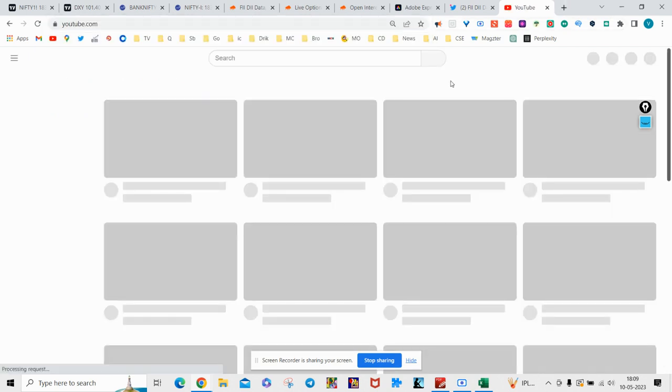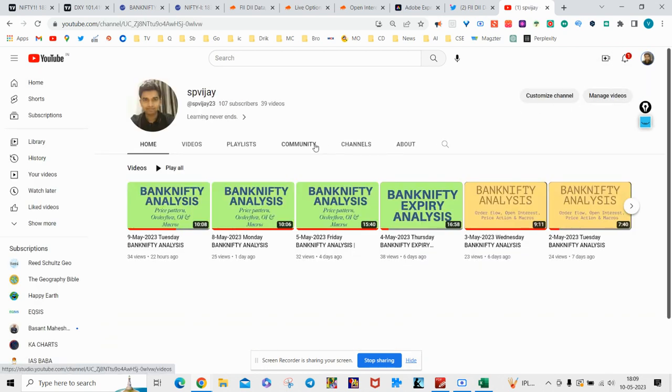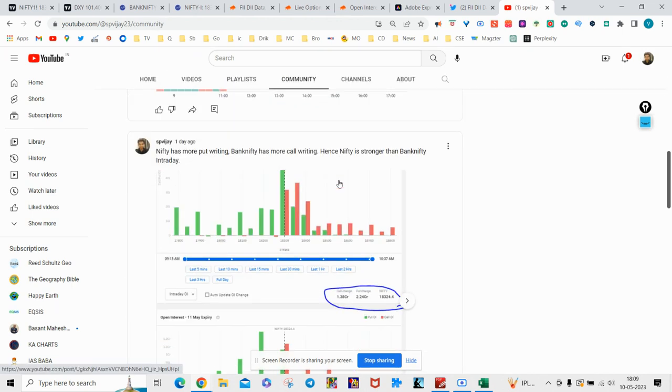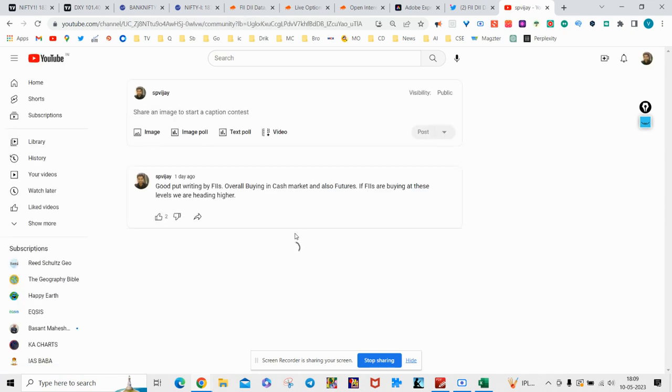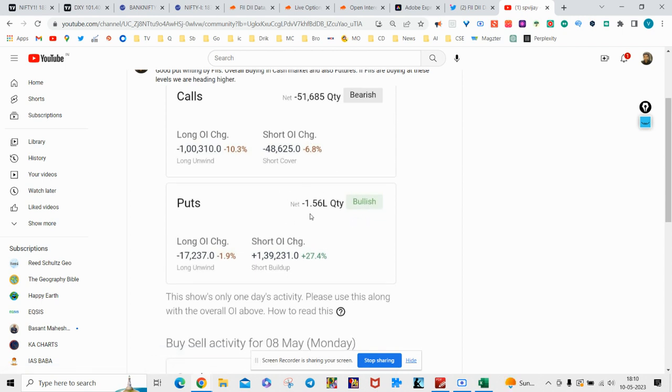Let me show this. On Monday evening, I had posted the FII data in the community tab, right? So you can see the FII data here, and also see this good put rating by FIIs. This was the data on Monday. They have way more put writing than the calls which they are holding. Of course, they had shorted calls also, but look at the net effect. When you look at the net effect, way more puts are being written.